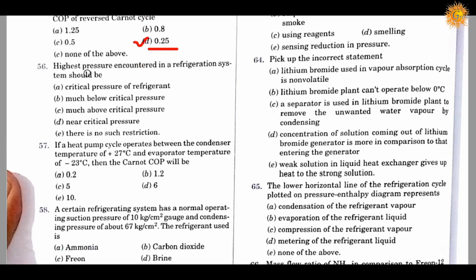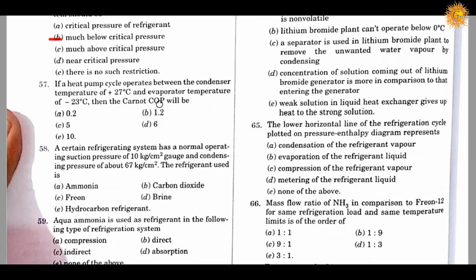Question 56. Highest temperature encountered in a refrigeration system should be: option A, critical pressure of refrigerant; option B, much below critical pressure; option C, much above critical pressure; option D, near critical pressure; and option E, there is no such restriction. So the correct answer is B, much below critical pressure.